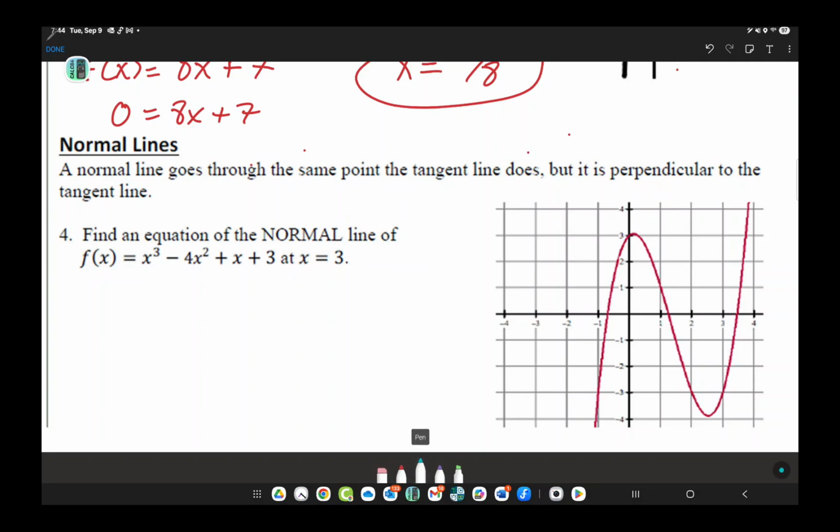So, find the equation of the normal line of this function, and this is actually the graph, so this is actually the coordinate right here. All right. Now, the reason why that's important is what's the y value?